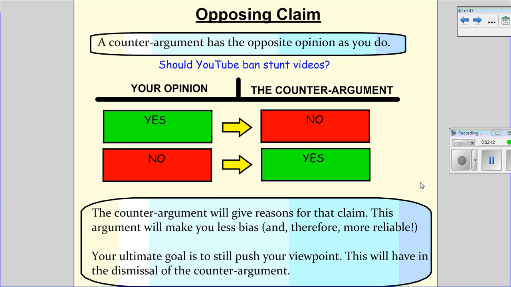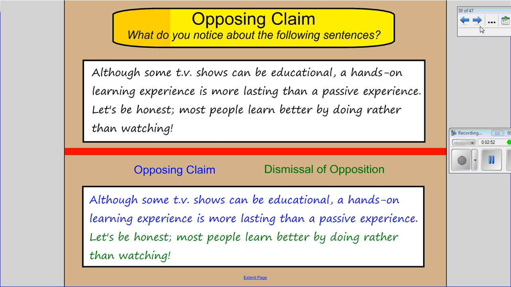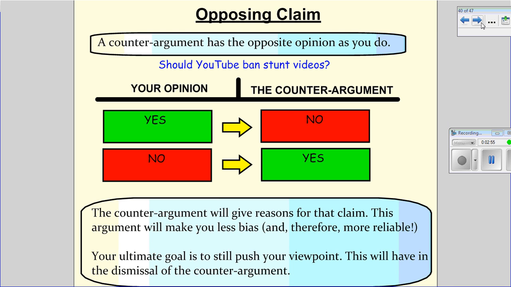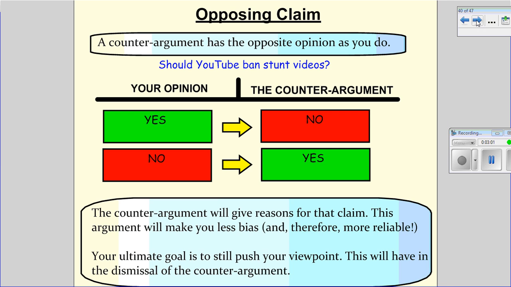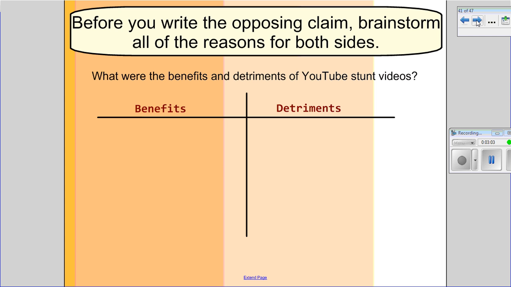Now, my ultimate goal is to push my viewpoint. This will happen in the dismissal of the counter argument, that second portion highlighted in green. So let's first focus on the first part, which is our opposing claim. How are we going to write our opposing claim? Well, we need to think of all of the reasons for both sides. Some of you may be working with this topic. What were the benefits and detriments of YouTube stunt videos?